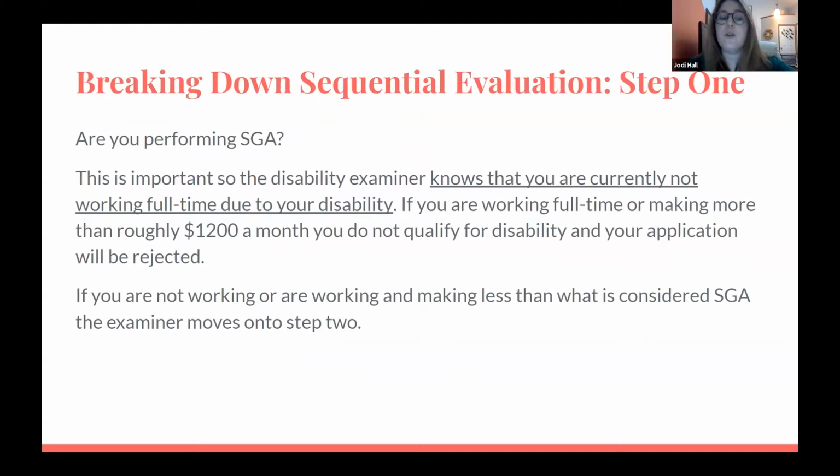Okay, so first off, are you working to where you're making more than $1,200 a month? If you are, then unfortunately you couldn't qualify for disability. If you're not, then the examiner would see that and say, okay, then we can move on to step 2.